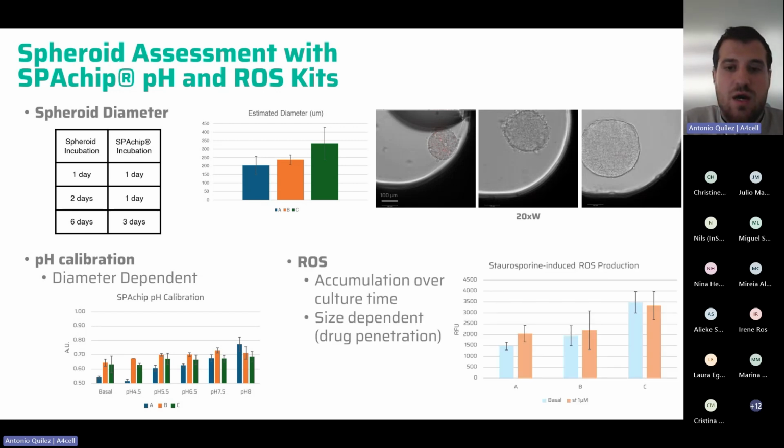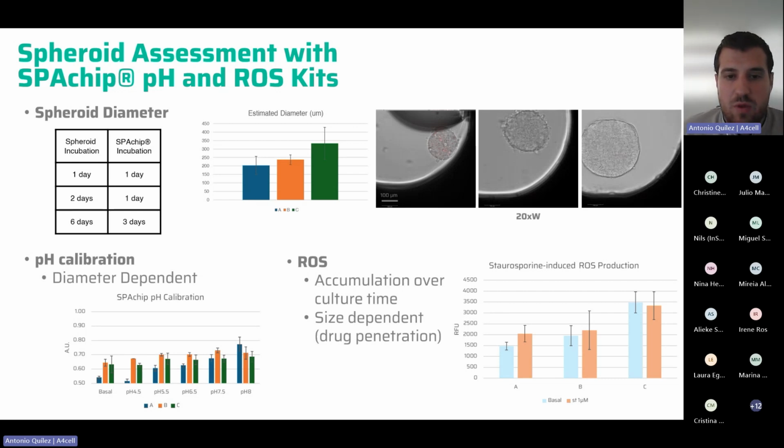Also, we have here the first data of our new kit, the reactive oxygen species kit that we have recently launched. And we observe pretty much the same behavior that we obtained with the pH kit. And as you can see, there are larger differences when we induce ROS production with a treatment of staurosporine, a drug that is known to produce oxidative stress in cells.